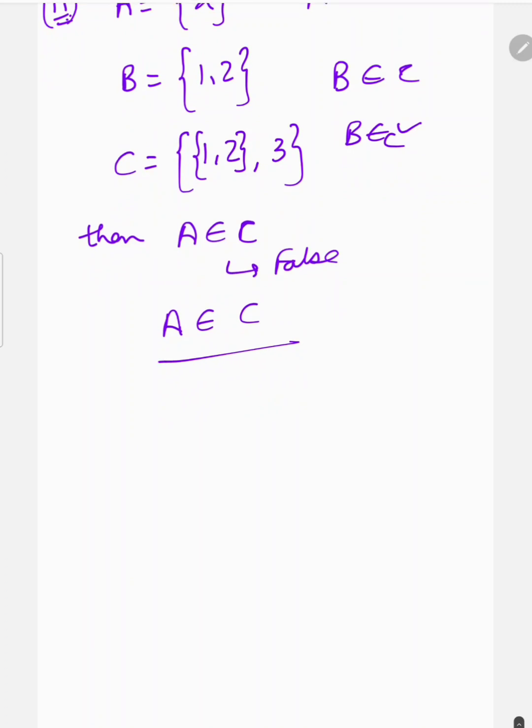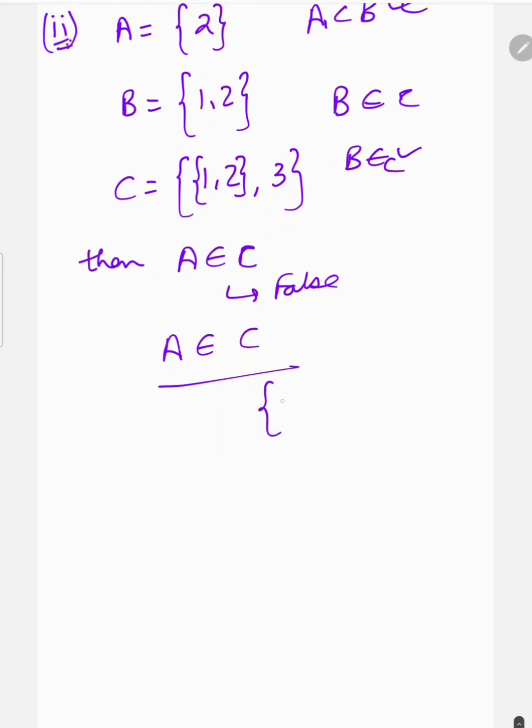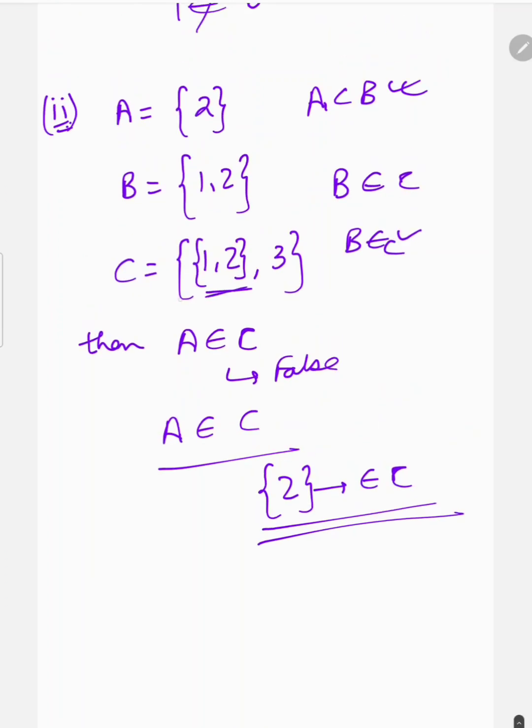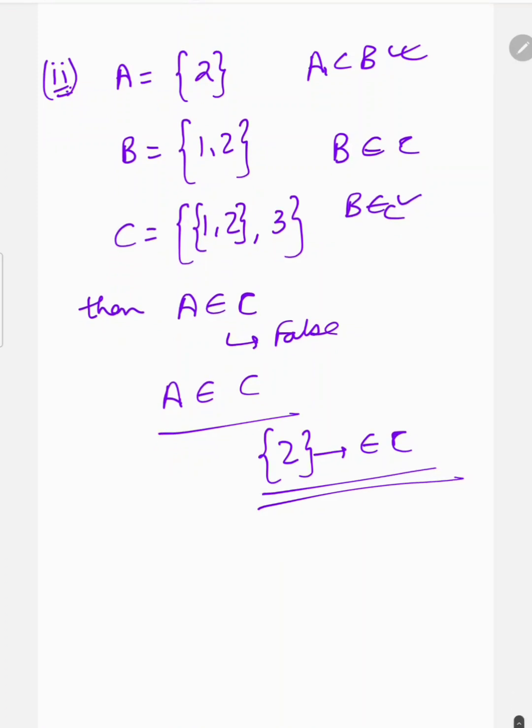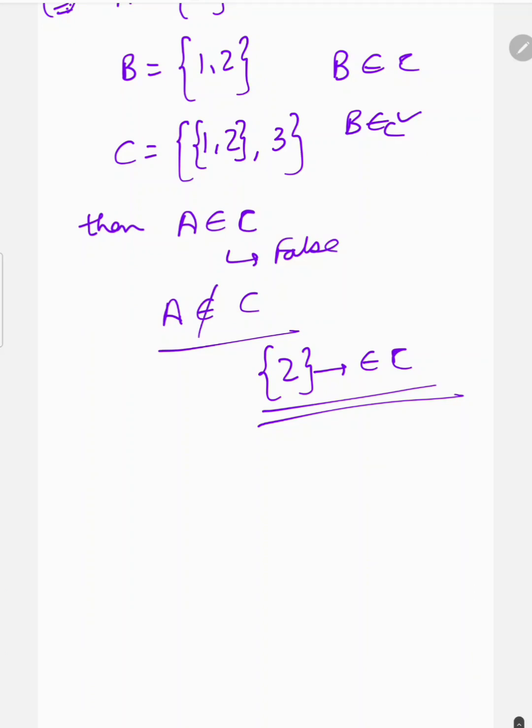Why? A belonging to C would mean that this element should be in C. This element should belong to C. But is there any element 2? No. Okay, so A does not belong to C.